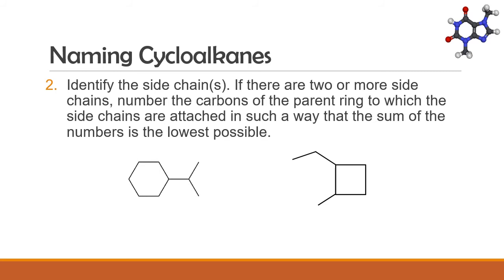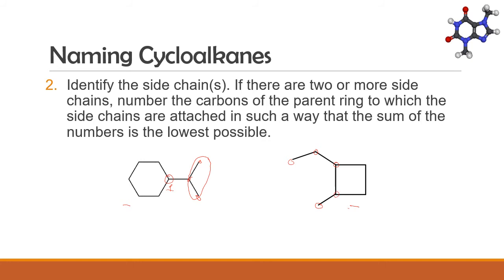So in our first structure, we have one side chain here that has 3 carbons. In our second structure, we have 2 side chains here. One has 2 carbons and the other 1. As the rule states, we do not have to number this carbon because it is understood to be 1 because there's only one side chain attached. However, in this second structure, we need to number the carbons because there are 2 side chains attached.